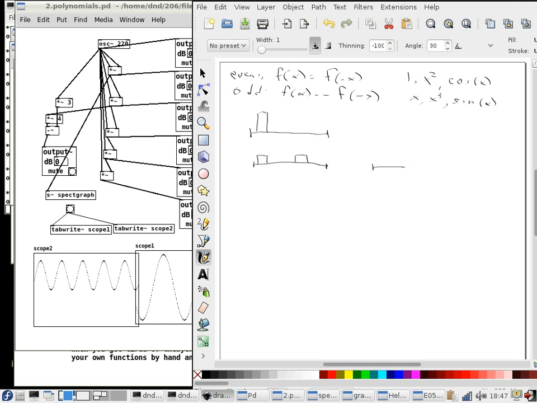And if you did that, you would get something that looked like this. It would have a bump again, but then it would have a bump pointing downward like that. All right? And that signal, if you regarded that as a single period of something that repeated, would have only odd harmonics.